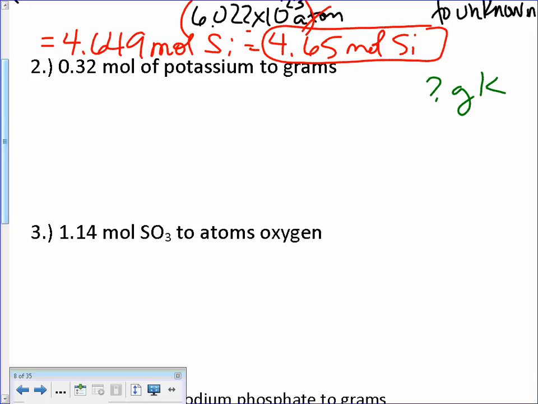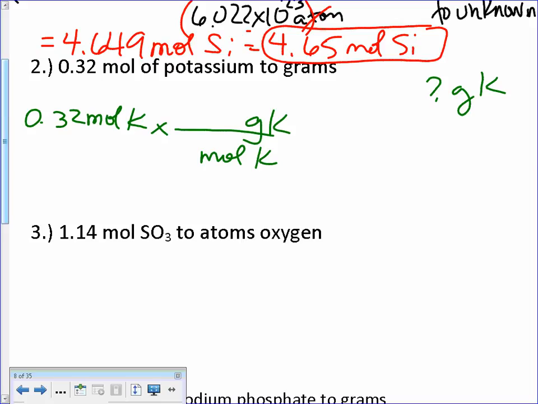All right, so what am I starting with? 0.32 moles of K. I need to convert and put what on top? Right, so you want to put grams on top. And what unit do you want on bottom? Moles, because you want to cancel out moles, right? Then before you really move on, you have to make sure, is that possible? Is there a conversion between moles of K and grams of K? Yes. 1 mole is equivalent to a certain number of grams of potassium.